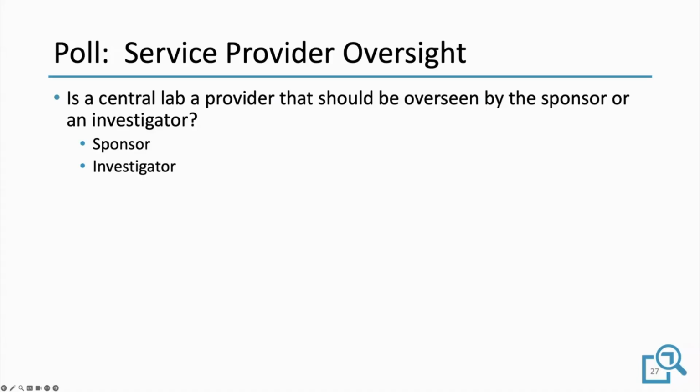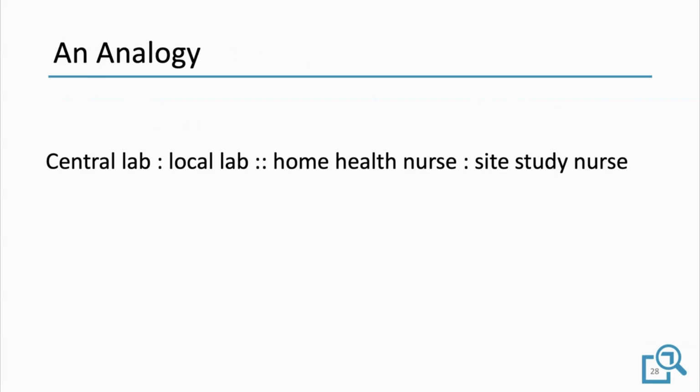Okay, we'll end the poll now. I'll share the results. All right, so 92% say sponsor, 8%... All right, I like the iconoclast. They say the investigator. I was expecting almost everyone to say the sponsor, of course, right? Because central labs are always overseen by the sponsor. It's just the way we've always done it.